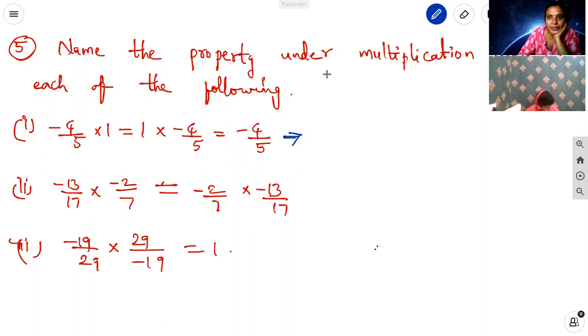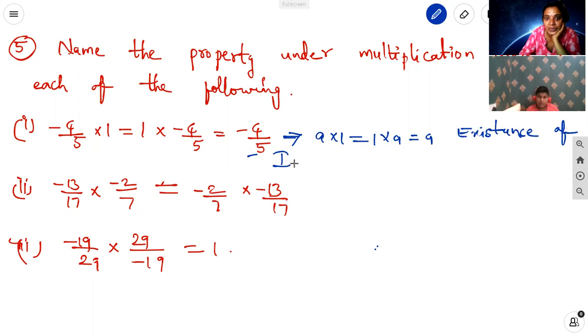Fifth problem. Name the property under multiplication used in each of the following. Just observe. Minus 4 by 5 into 1 equal to 1 into minus 4 by 5 equal to minus 4 by 5, which is in the form of A into 1 equal to 1 into A equal to A. This is suitable to the identity property, existence of identity property under multiplication.